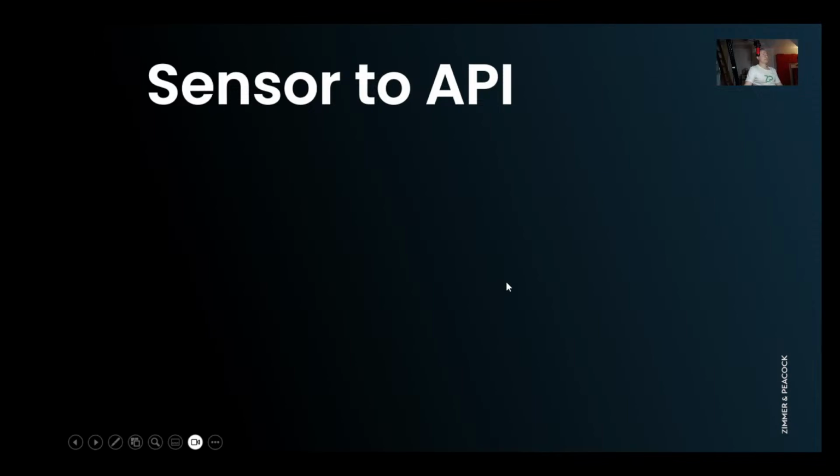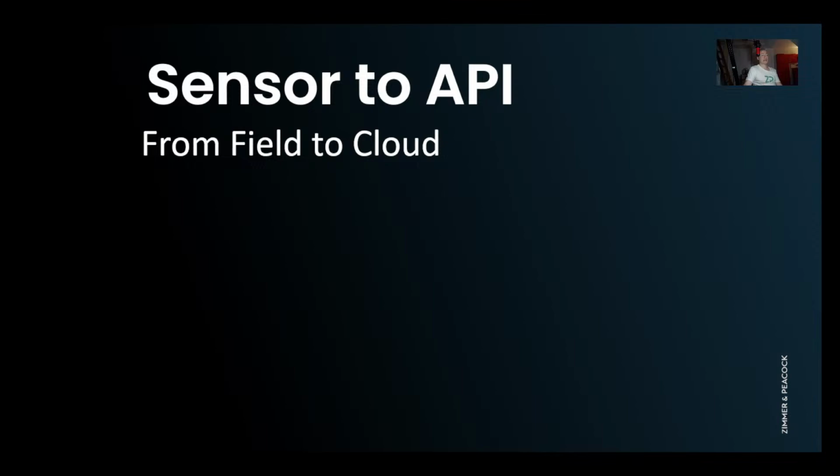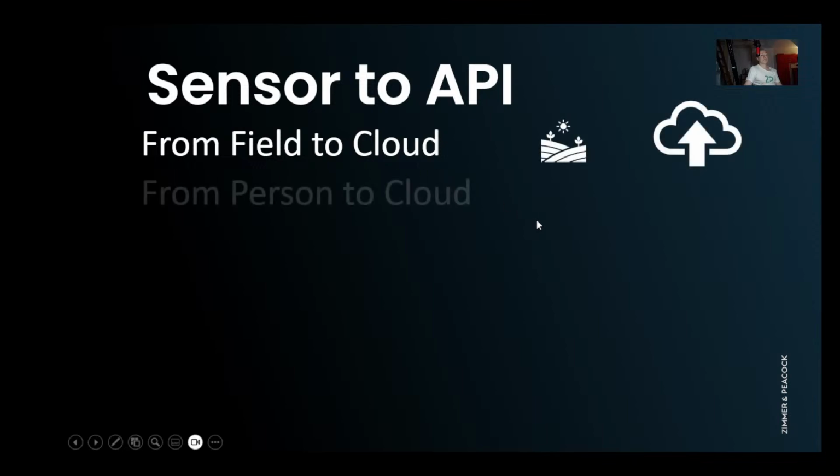Something that's big at ZP is being really sensitive to APIs. So we don't want all this research to remain within just the scientific literature. We wanted to get it out into actual products. So a lot of what we do at ZP is helping academia and helping clients get from field to cloud and also from person to cloud.